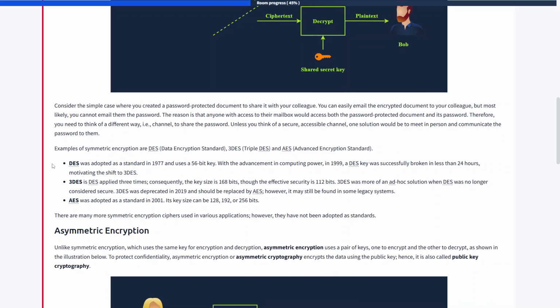Consider the simple case where you created a password protected document to share with your colleague. You can easily email the encrypted document to your colleague, but most likely you cannot email them the password. The reason is that anyone with access to their mailbox would access both the password protected document and its password. Therefore, you need to think of a different channel to share the password. Unless you think of a secure accessible channel, one solution would be to meet in person and communicate the password to them.